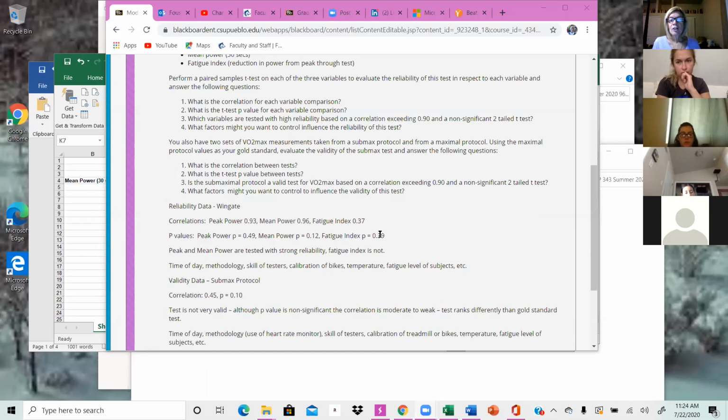Fatigue index, no significant difference, but crummy correlation. So we're not saying this is as good on reliability. Okay, so it's really got to have both for us to feel confident. We can say, yeah, it probably has some reliability, but without the high correlation, you kind of question it. You'd want to do more research.